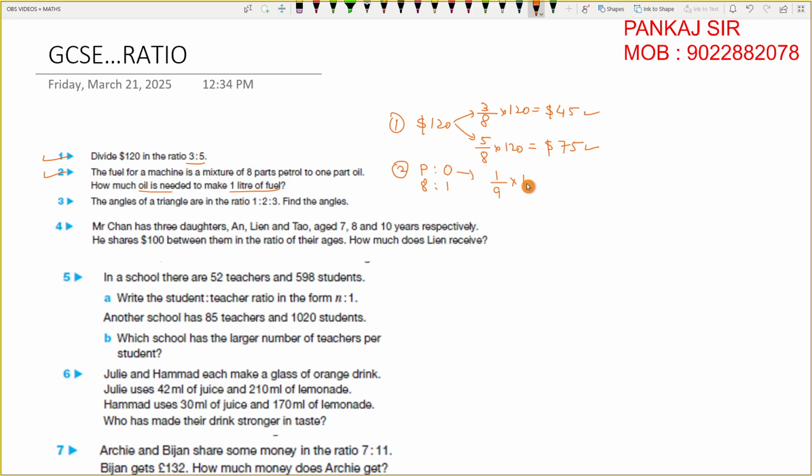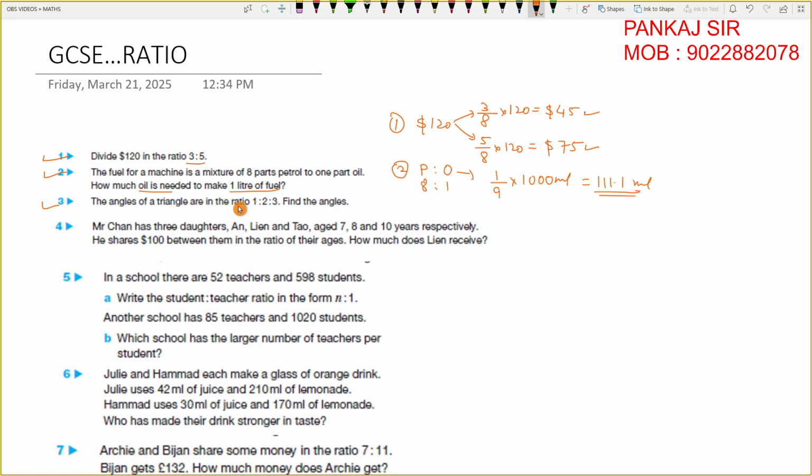If I want to convert into ml, it will be 1000 ml, right? So this will work out to 1 over 9 into 1000. So 1 over 9 into 1000 works out to 111.1. So this will be the answer. The oil needed to make 1 liter of fuel will be 111.1 ml. This is the quantity of oil needed. Now let us move to question number 3.